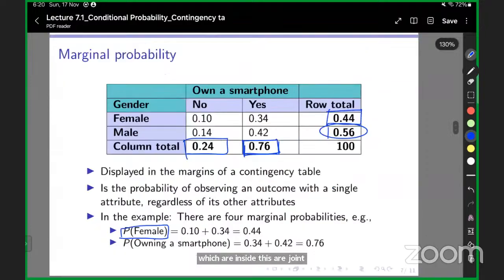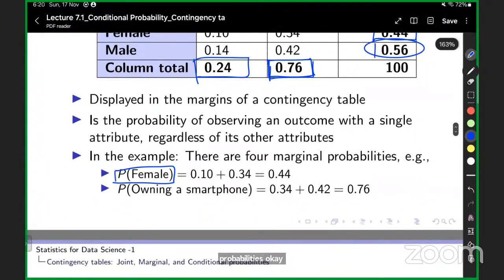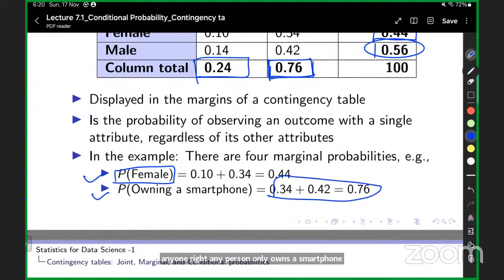Here we are not taking two of anything. We are just taking one portion of it. Is she a female? Whoever we pick up, is she a female? That is the question. And does any person own a smartphone? Then we figure out that probability. So this is marginal probability.